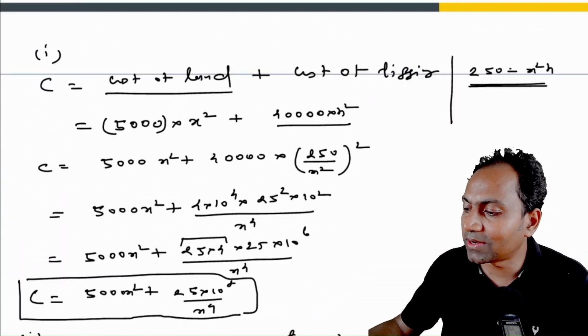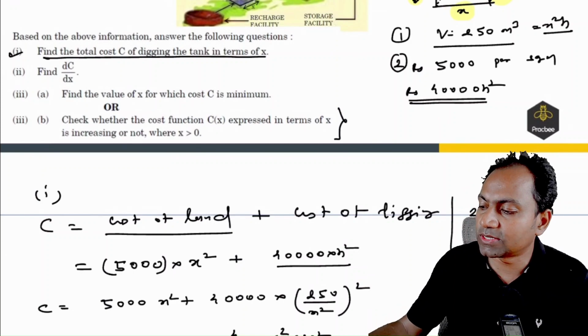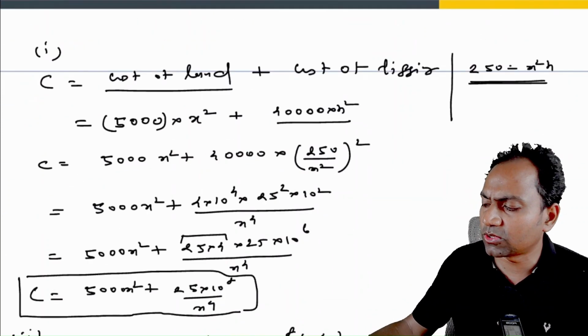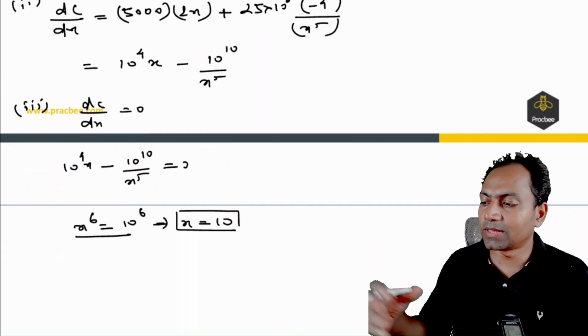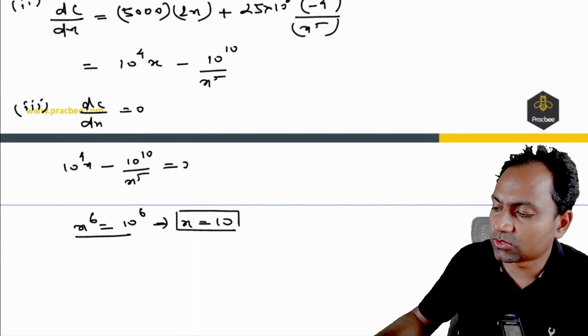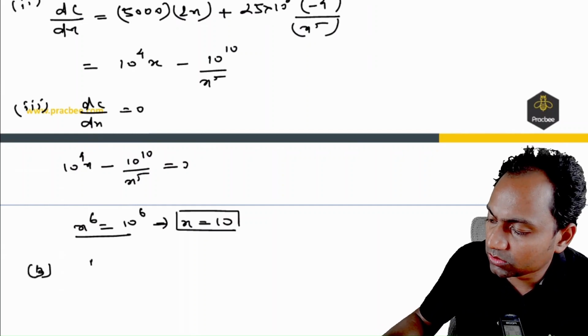Now in the next part of the question, and this is the B part of the same, they're asking, check whether the function C(x) expression is increasing or not. Obviously it is not increasing because it is becoming 0 at a point, and after that the values will change. So obviously this is not an increasing function. B part, if you want to answer, it is not an increasing function.